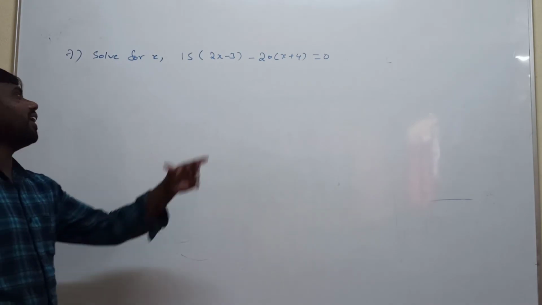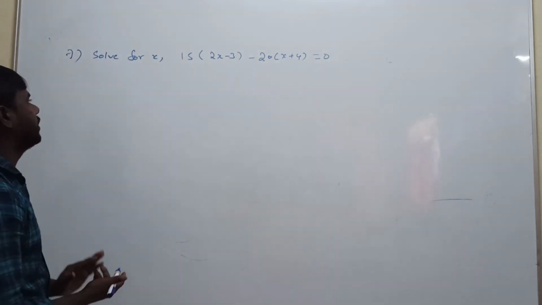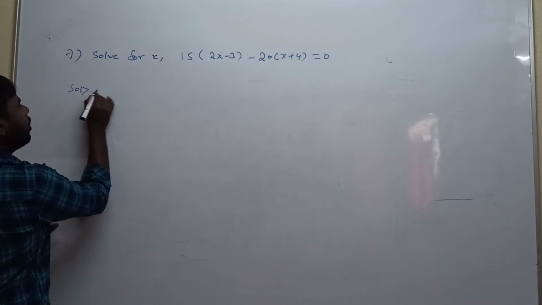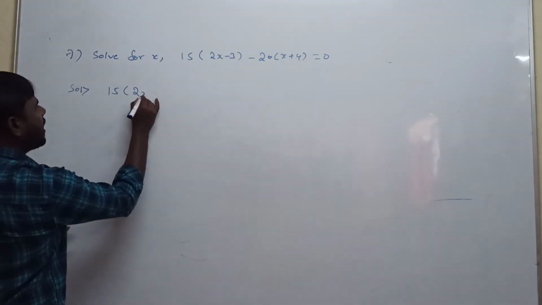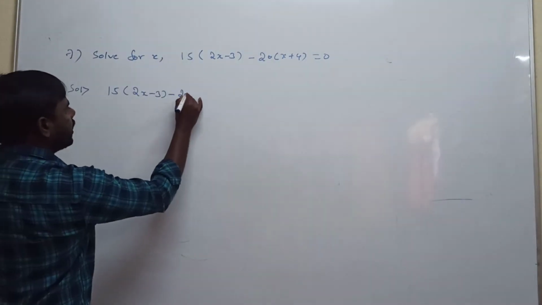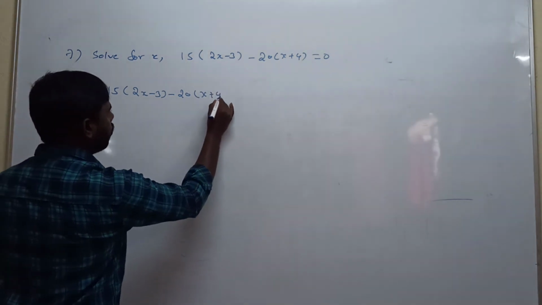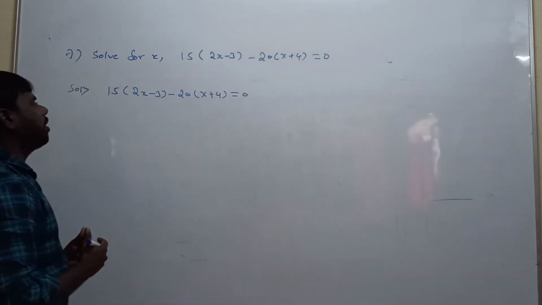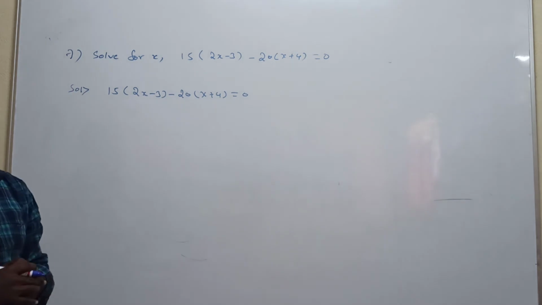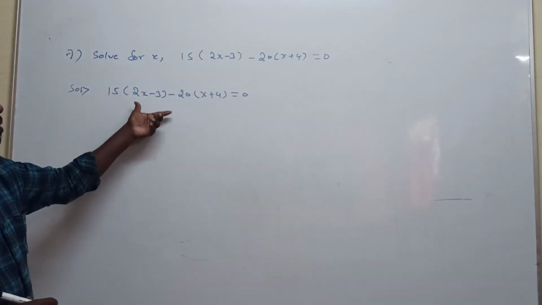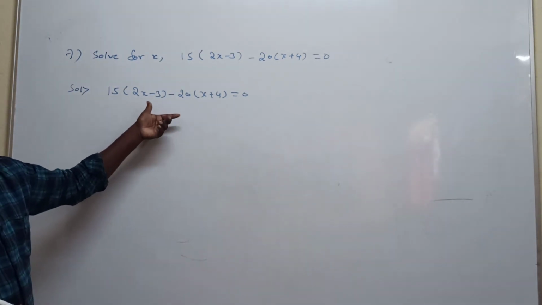First of all, write the given equation as it is. What is the given equation here? 15 into (2x minus 3) minus 20 into (x plus 4) is equal to 0. First we have to simplify. So now we are simplifying the LHS part of the equation.